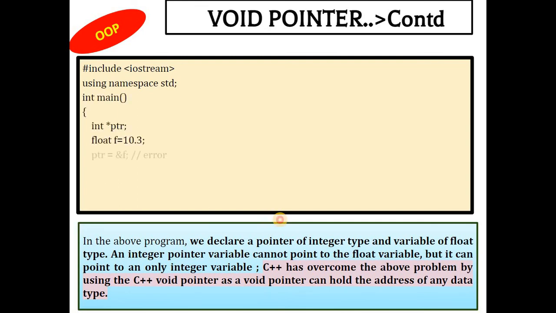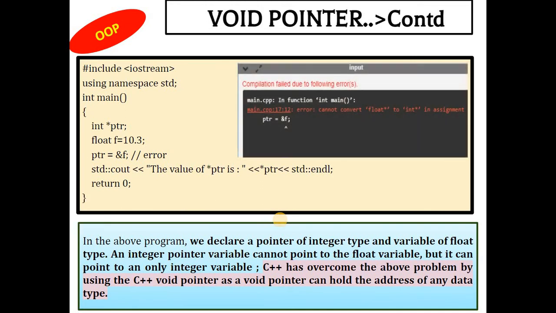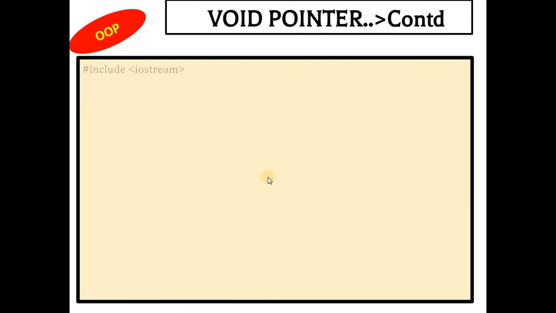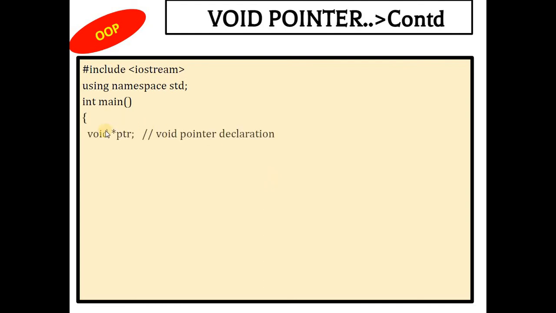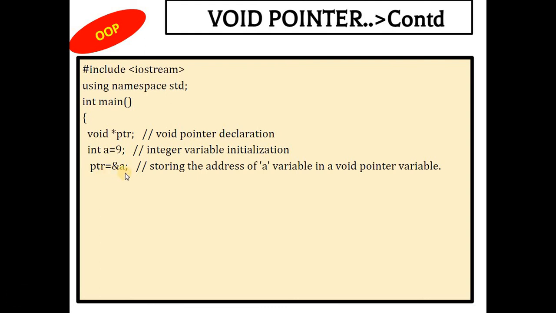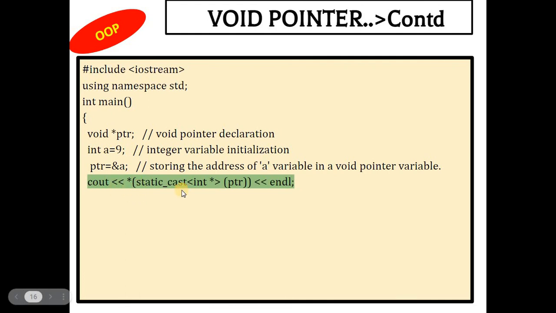You have int asterisk ptr. This will give you an error, because ptr is an integer pointer and f is a float variable. So it will say cannot convert float to integer pointer. The same program can be resolved if we declare a void pointer ptr, int a is equal to 9, and we make ptr is equal to ampersand a, which means it is pointing to an integer variable. Now, while displaying, we have to convert this pointer to an integer pointer using static underscore cast.